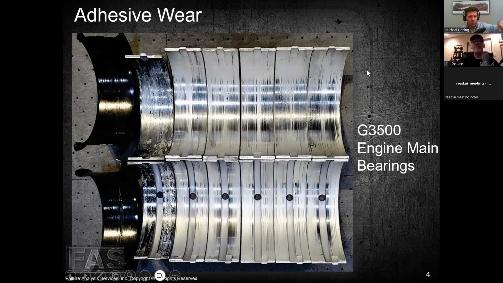James: Those bearings, all of those came out of the same engine? They did. This was the number one main bearing, two, three, four, five, six, and seven. This was actually out of a 12-cylinder engine.